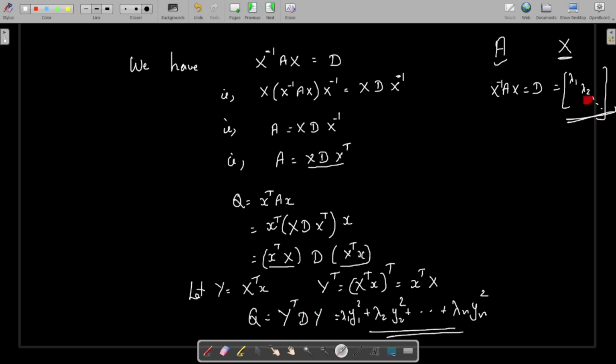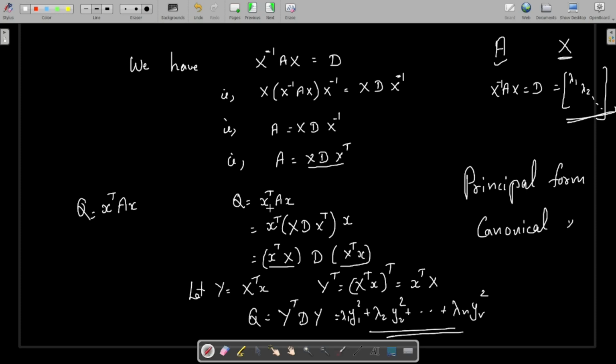Since D is a diagonal matrix with diagonal entries as the eigenvalues of capital A, and all other elements here are zeros, this expression becomes lambda 1 y1 square plus lambda 2 y2 square plus etc. plus lambda n yn square. So from the given quadratic form, Q equal to small x transpose capital A x, we transformed this quadratic form to this form in which there are only the square terms of the variables. And this form is known as the principal form or canonical form of the given quadratic form. So you have to remember the formula here: y equal to X transpose into small x, then Q equal to y transpose D y.